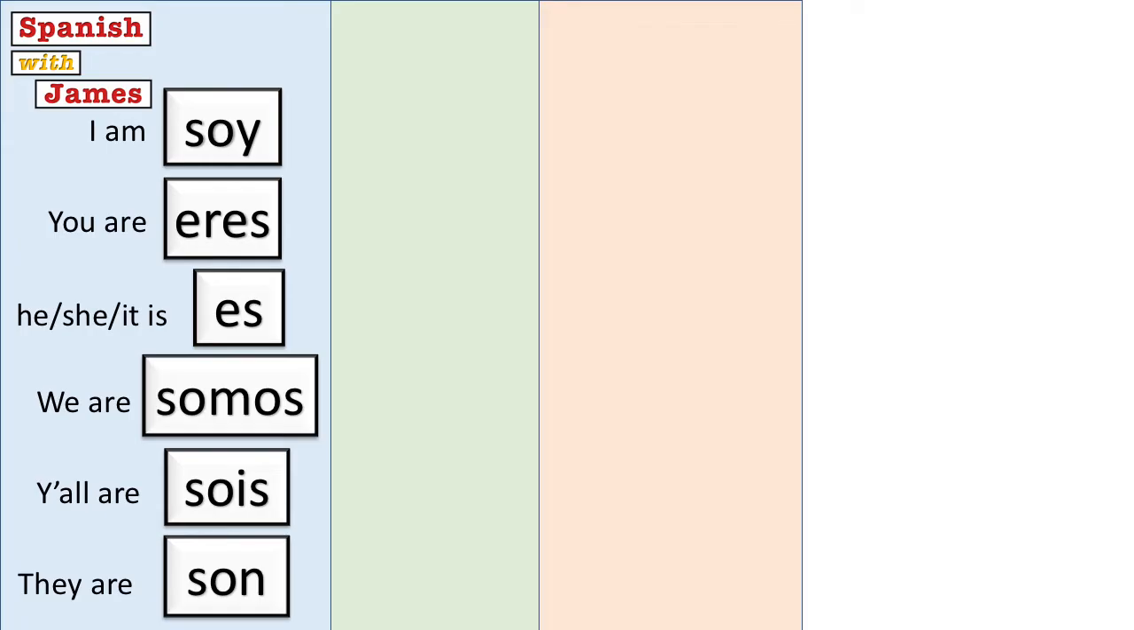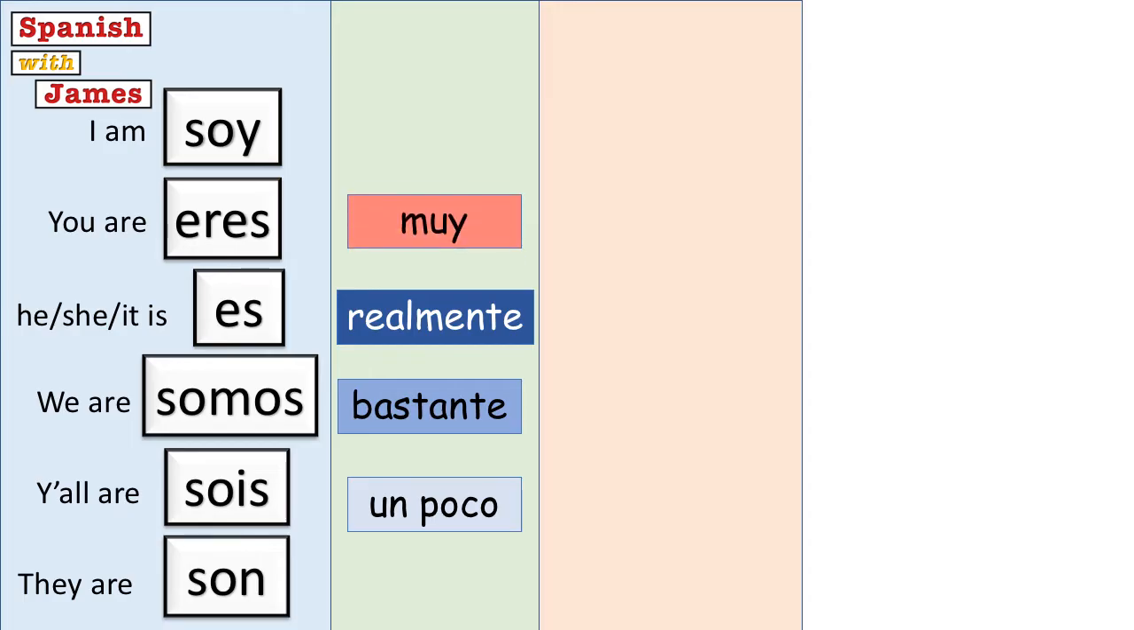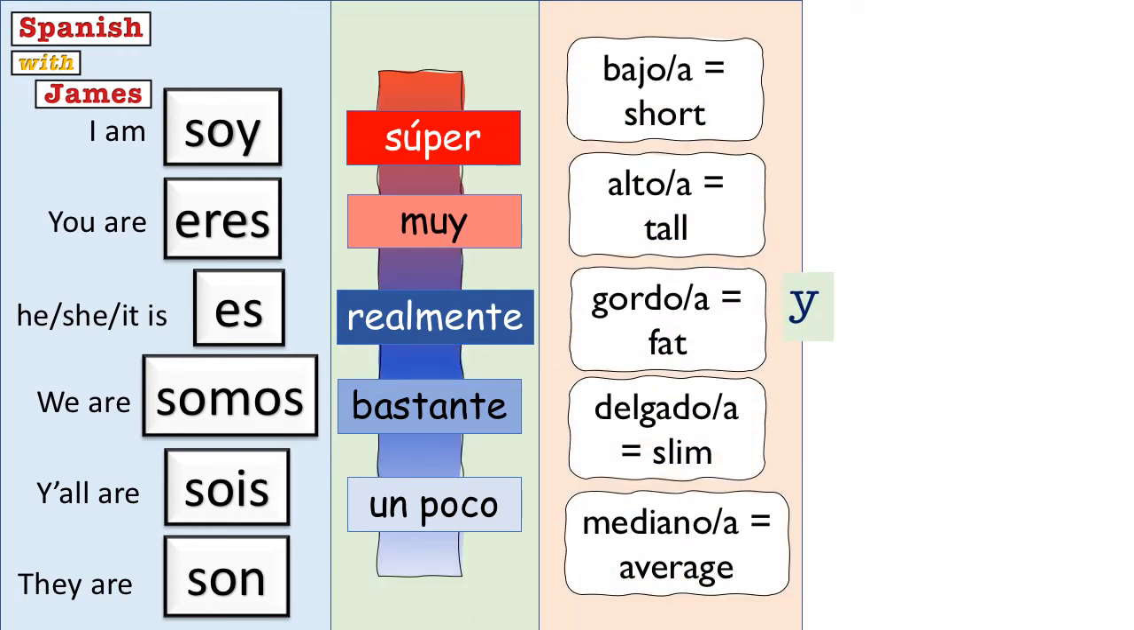We can also use some quantifier words like un poco, a little bit, bastante, quite, realmente, really, muy, very, and super, super. So I think we use that in English as well. I'm super tall, he's super short. Then we can use an adjective like bajo or baja to say short, alto or alta to say tall, gordo or gorda to say fat, delgado or delgada to say slim or skinny, and mediano, mediana to say average, particularly average height.